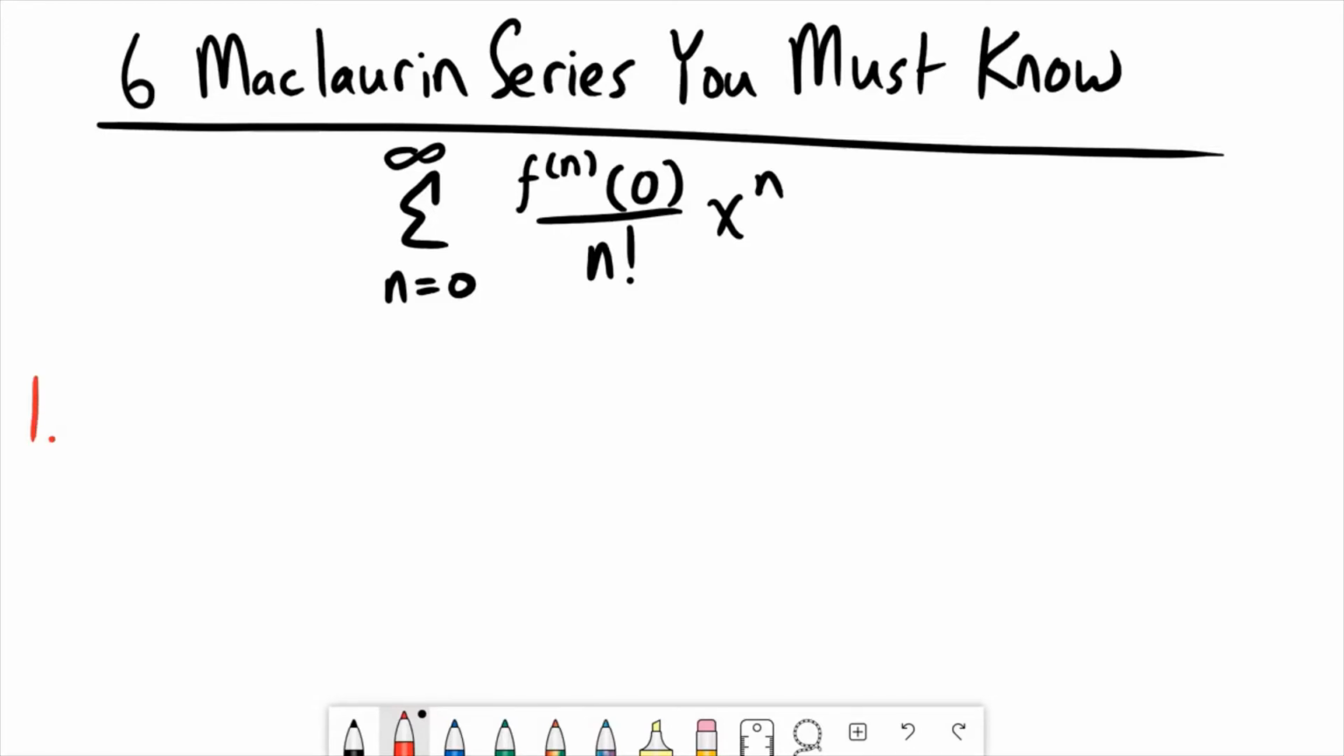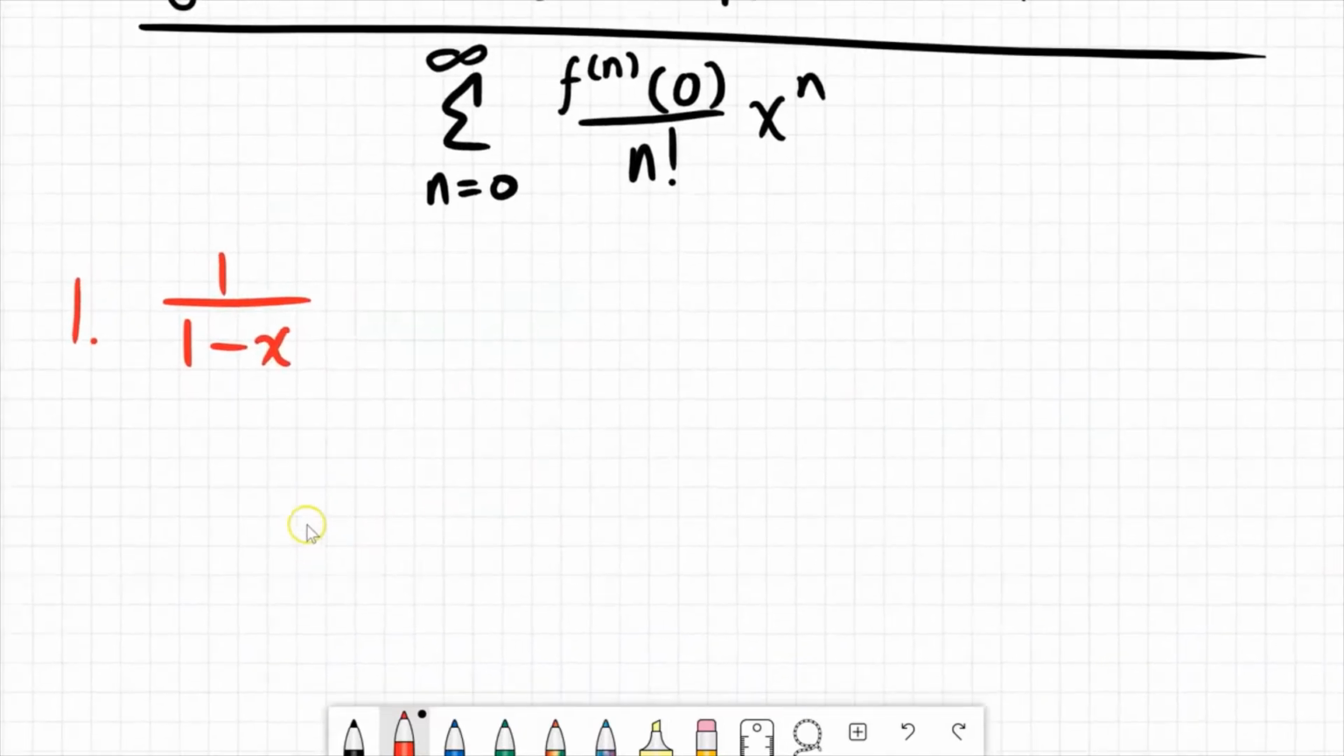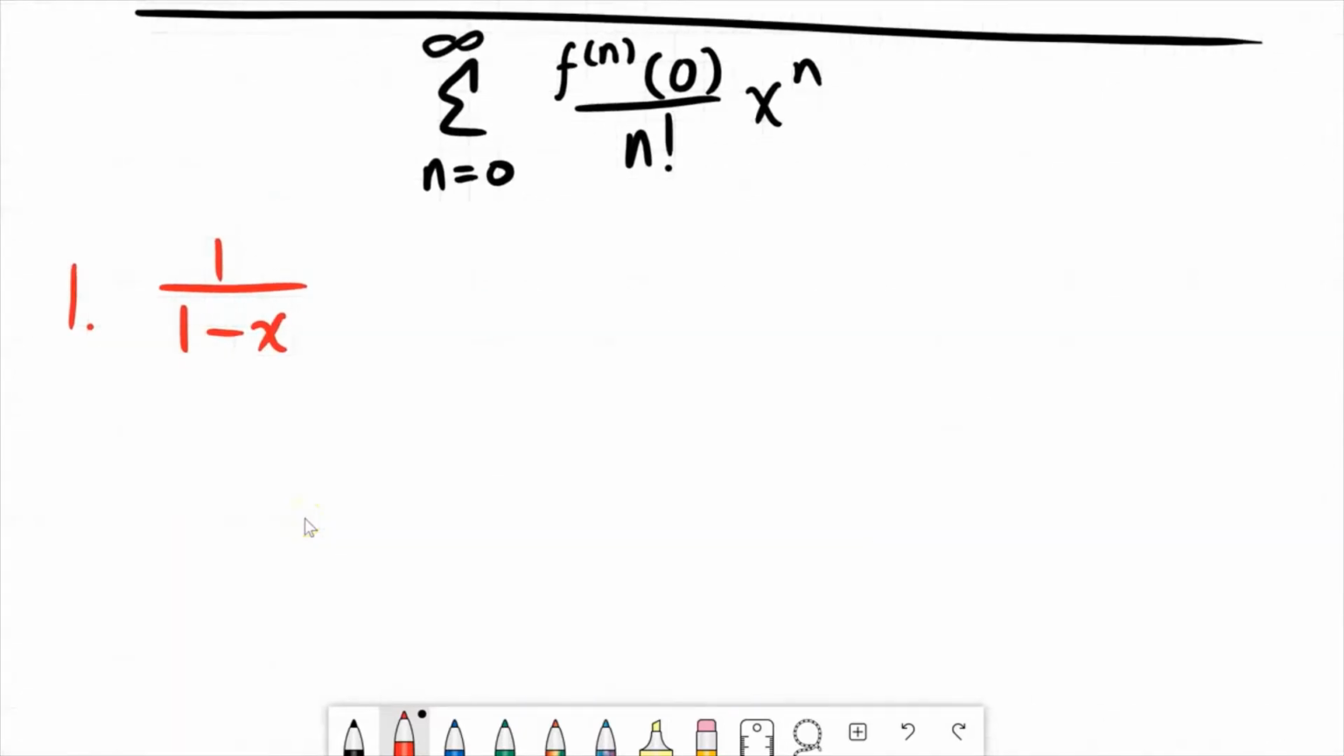I'm going to do each of them in a different color. So the very first one is 1 divided by 1 minus x. Okay, let me scroll down from here. Let's just show the Maclaurin series at the top. We have this, and we have this. So typically the process is find the first couple terms, and then you'll see a pattern emerge.